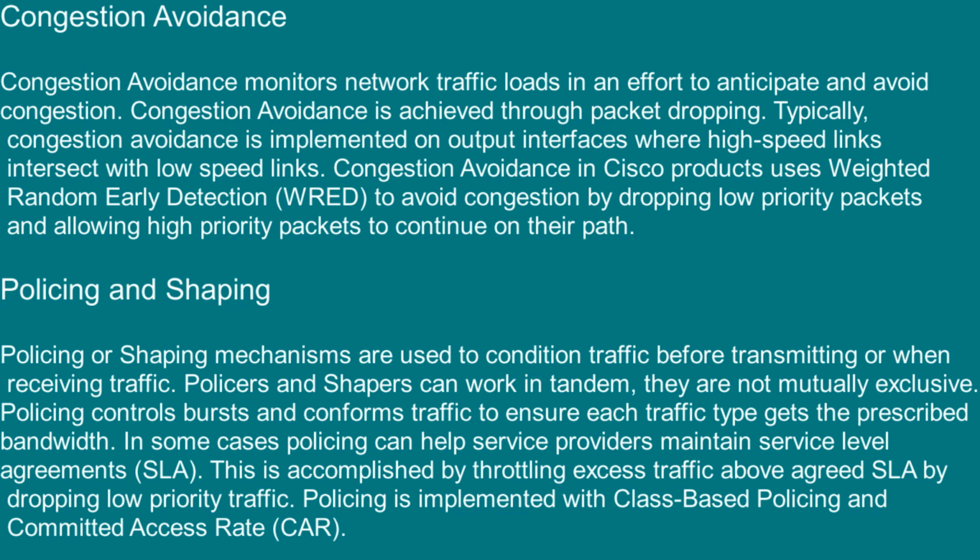Policing and shaping. Policing or shaping mechanisms are used to condition traffic before transmitting or when receiving traffic. Policers and shapers can work in tandem, they are not mutually exclusive. Policing controls bursts and conforms traffic to ensure each traffic type gets the prescribed bandwidth. In some cases, policing can help service providers maintain service level agreements, SLA. This is accomplished by throttling excess traffic above the agreed SLA by dropping low priority traffic. Policing is implemented with class-based policing and committed access rate, CAR.